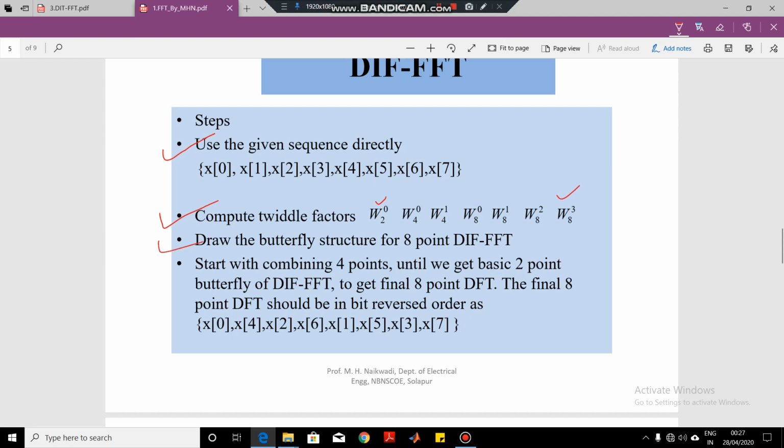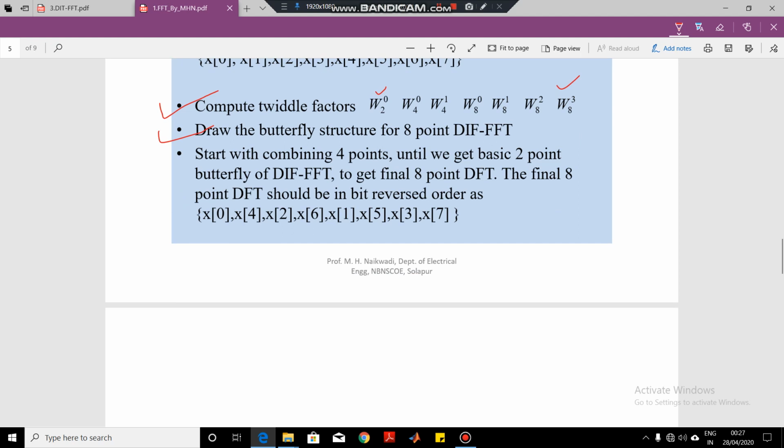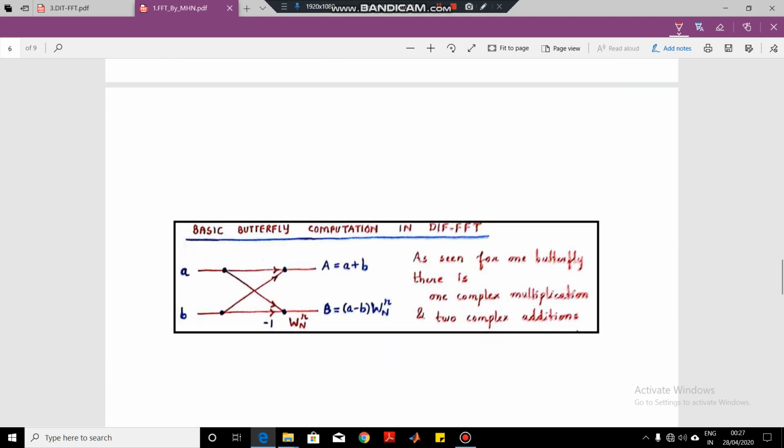Next, we draw the butterfly structure. Now there is a major difference in the butterfly structure of DIT and DIF. It is actually reversed. In DIT we started with the 2-point butterflies and ended up combining the 4-point butterflies. But here we have to start by combining the 4-point butterflies, and at the output we will get only 2-point butterflies. But for doing so you have to understand the basic butterfly structure of DIF FFT. It is somewhat different compared to the previous DIT FFT.